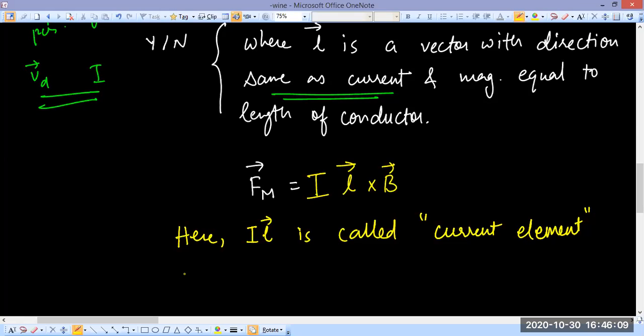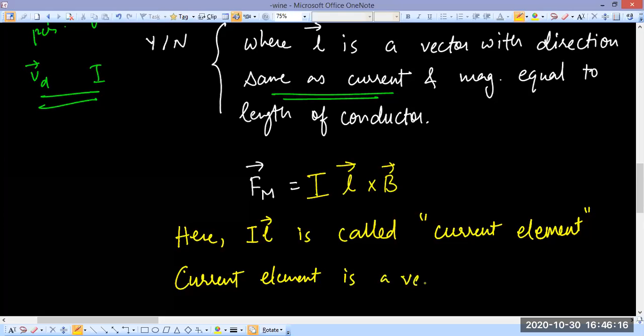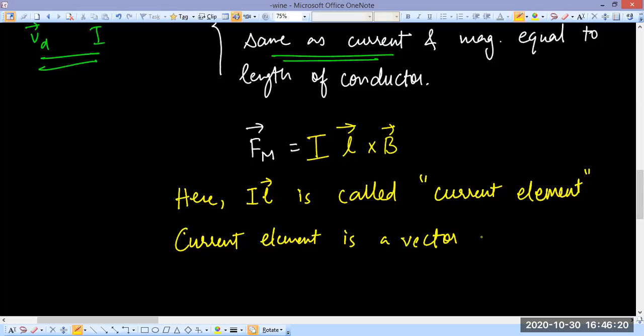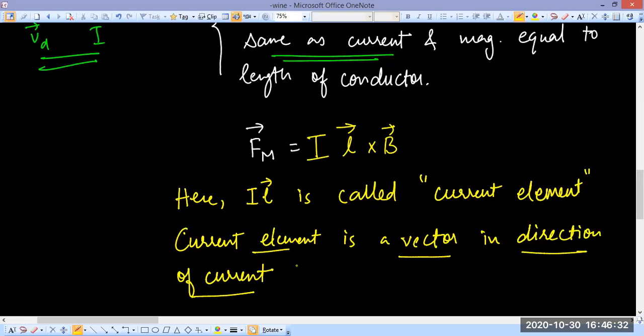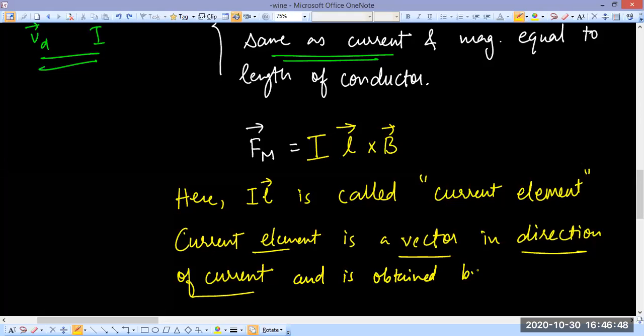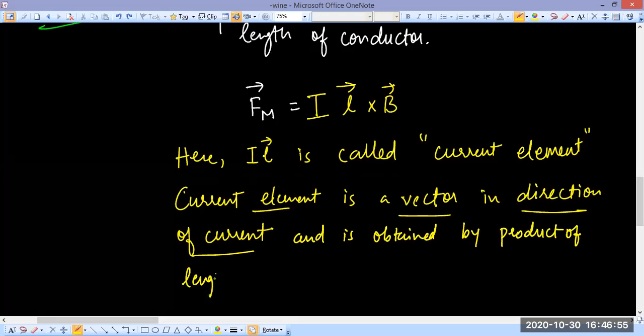Okay, IL vector is called current element. So what is a current element? Current element is a vector in the direction of current, and is obtained by the product, a multiplication, of length of conductor with current flowing through it.